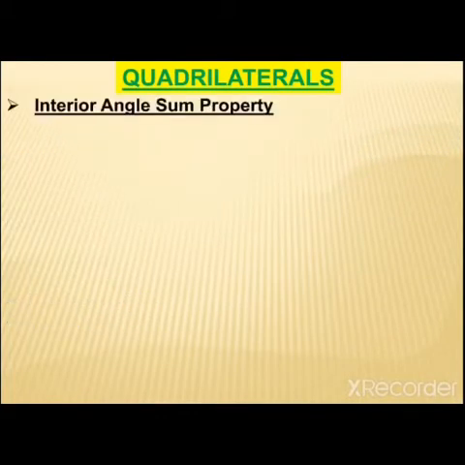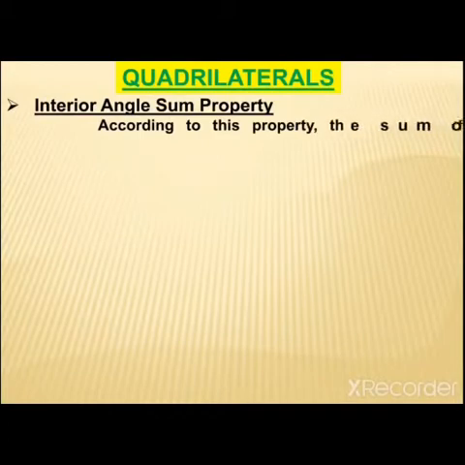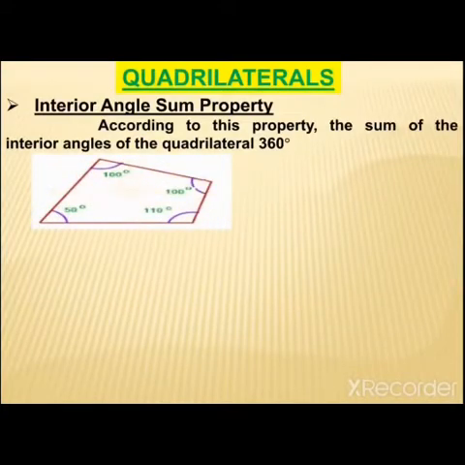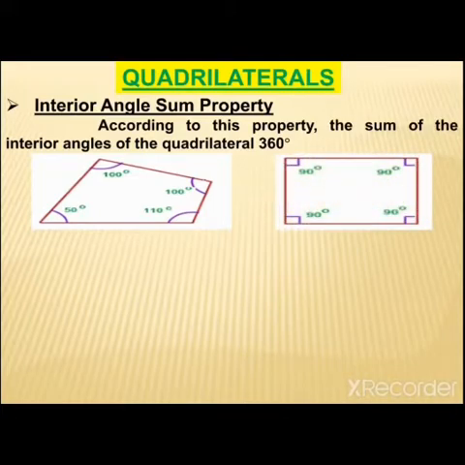Interior angle sum property. According to this property, the sum of the interior angles of a quadrilateral is 360 degrees. This is the diagram. See, 100, 100, 110 and 50. Total is 360 degrees. And another second diagram, 90, 90, 90, 90 plus is 360 degrees.